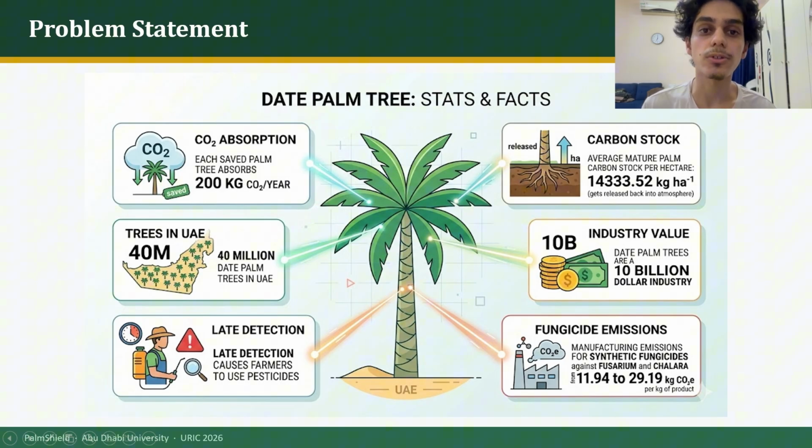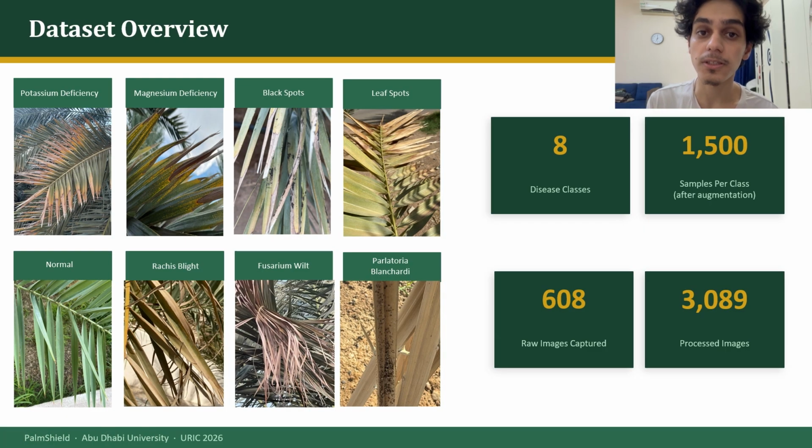So our solution is to automate the process of identifying the diseases in date palm trees. To do this, we trained an AI network with a dataset of over 3,000 images that consist of 8 disease classes, 600 raw images that were taken in real date palm farms in Oman.